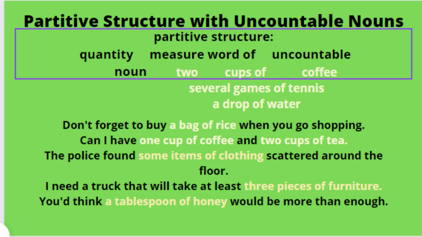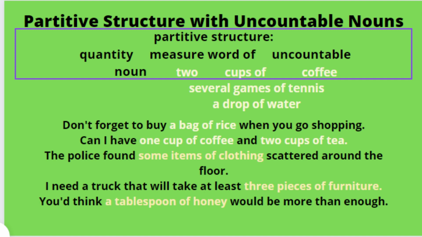In the first sentence, there is a partitive structure, a bag of rice. In the second one, one cup of coffee and two cups of tea. In the third sentence, some items of clothing. In the fourth sentence, three pieces of furniture. And in the last sentence, a tablespoon of honey. These are all partitive structures. The word partitive indicates that only part of a whole is being referred to.